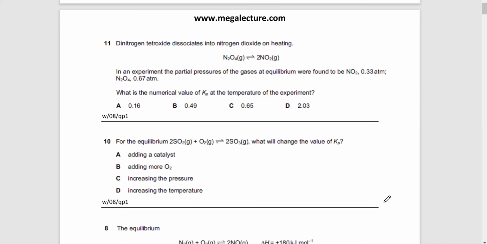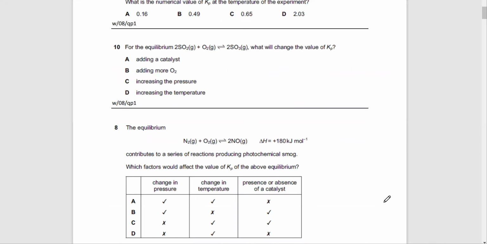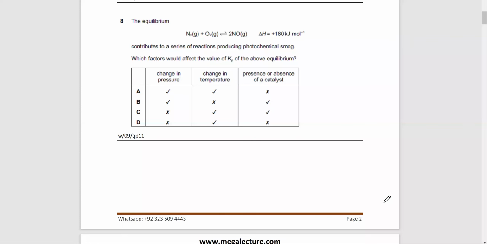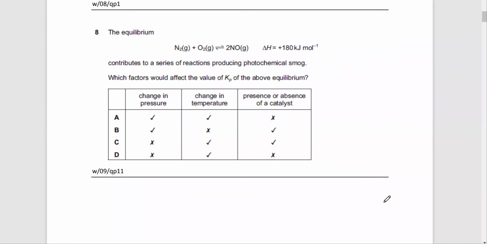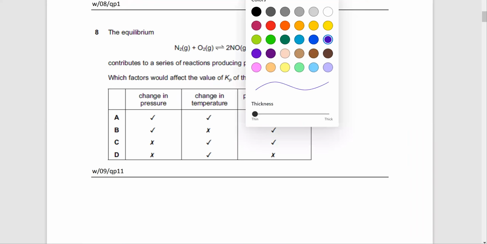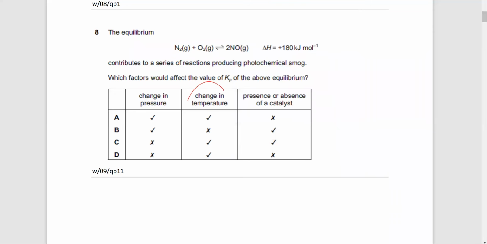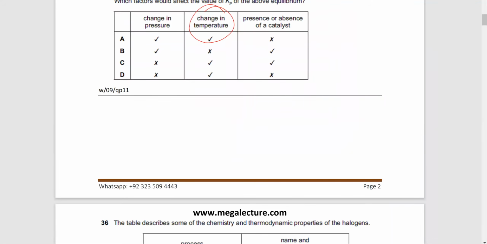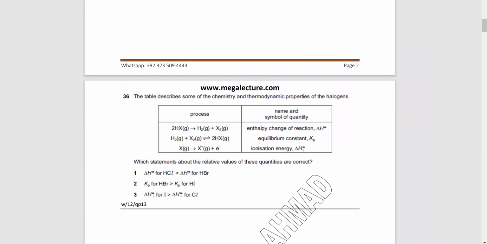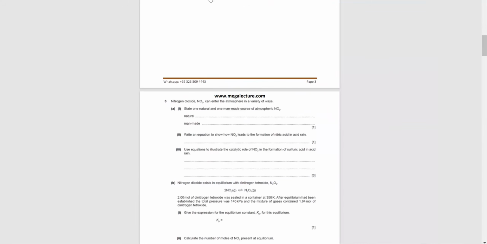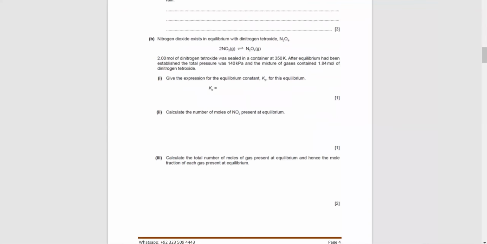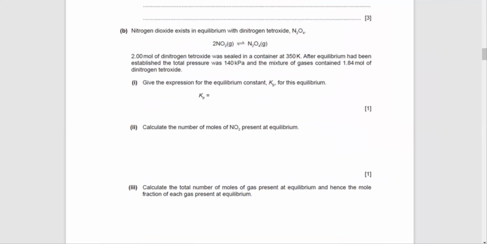Now let's do a few more questions. Remember that the value of Kp or any equilibrium constant only changes with temperature. So you're going to get a lot of questions like these. So this question, let's try and do this question.